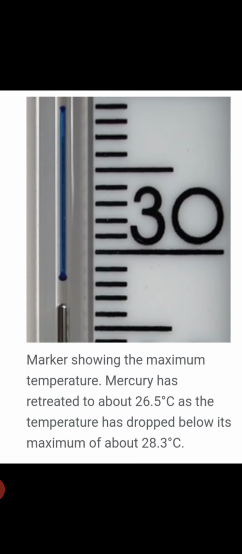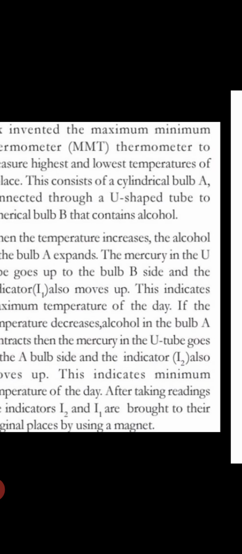You could see here, the blue marker showing the maximum temperature. Mercury has retreated to about 26.5 degrees centigrade as the temperature has dropped below its maximum of about 28.3 degrees centigrade. Here the maximum temperature is 28.3 degrees centigrade.